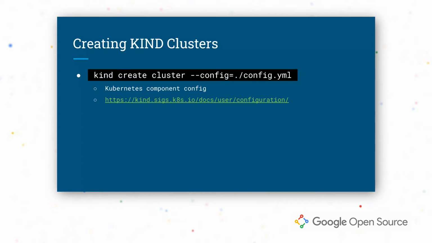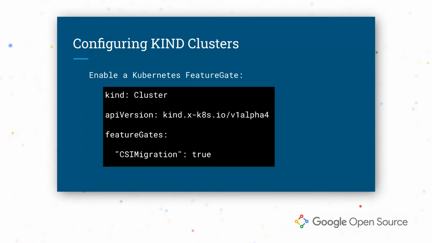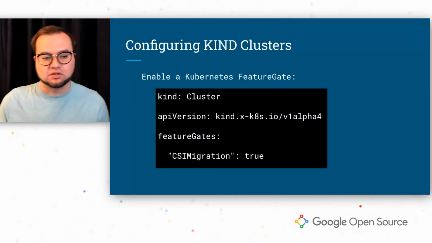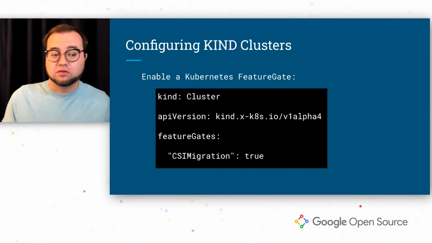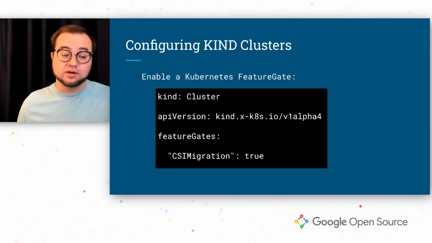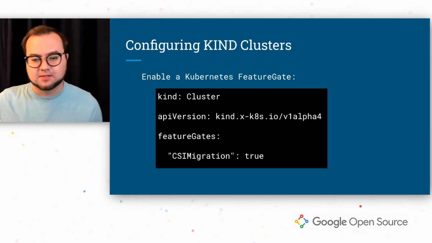So some examples, you can enable Kubernetes feature gates across all the components. So in this case, we're enabling the CSI migration feature gate. So you can test that, install your CSI drivers, make sure that it works. It's only a few that are going to work on kind, but there's many more feature gates like this that you could enable or disable, including default feature gates.